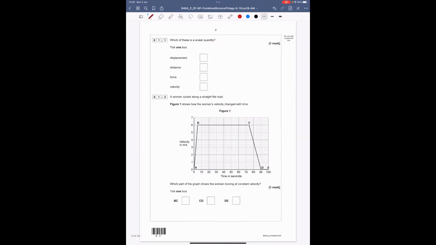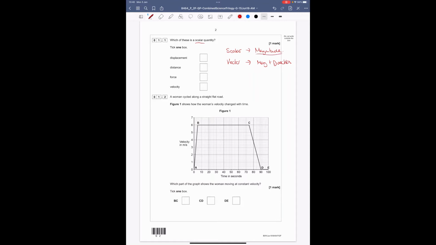So, beginning then with question number 1. Which of these is a scalar quantity? Now you should remember a scalar quantity is a quantity that just has a magnitude or size. A vector quantity has a magnitude and a direction. So we're just looking for one that just has magnitude.